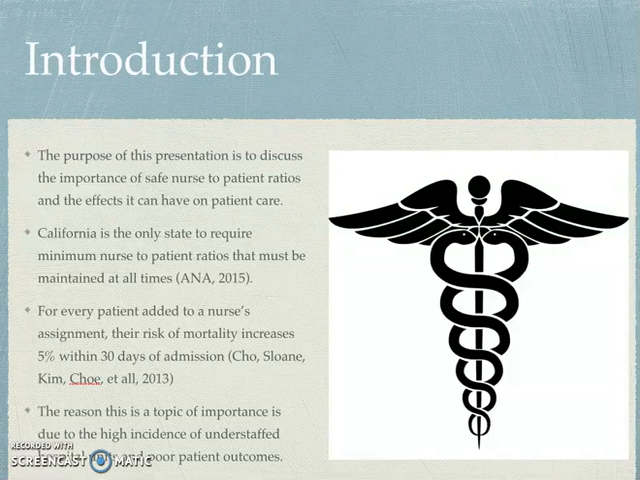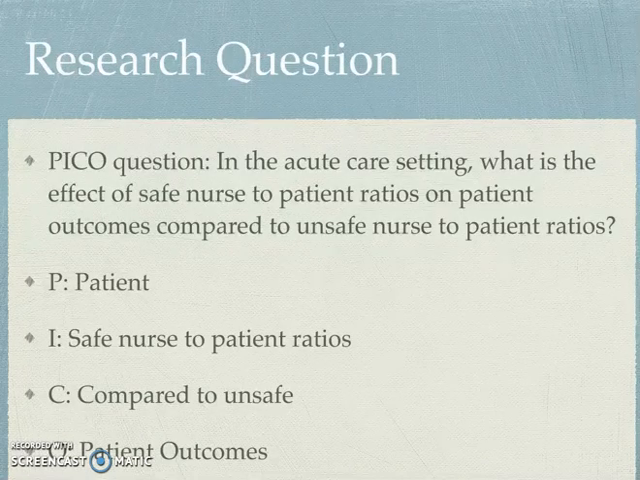And the reason that this topic is important is because of the high incidence of understaffed hospitals and the continued poor patient outcomes. The PICO question is, in the acute care setting, what is the effect of safe nurse-to-patient ratios on patient outcomes compared to unsafe nurse-to-patient ratios? P is patient, I is safe nurse-to-patient ratios, C is for compared to unsafe, and O is patient outcomes.